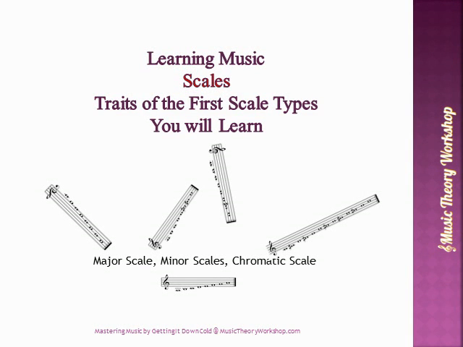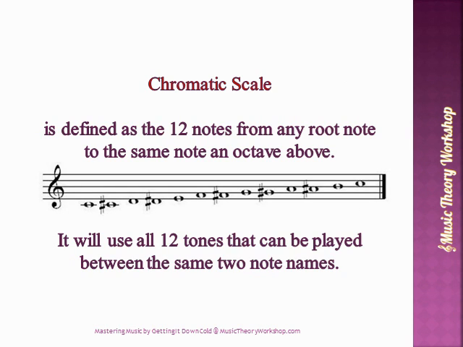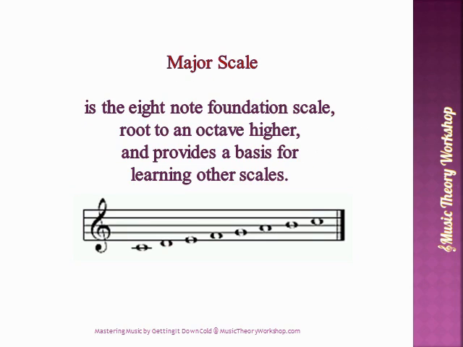Learning music scales. Traits of the first scale types you will learn. So what is the difference between the scale types? Let's take a look at these first type scales that you will learn. The chromatic scale is defined as the 12 notes from any root note to the same note an octave above. It uses all 12 tones that can be played between these two notes.